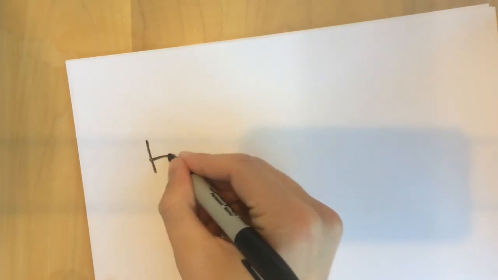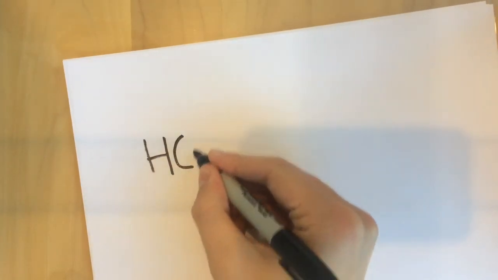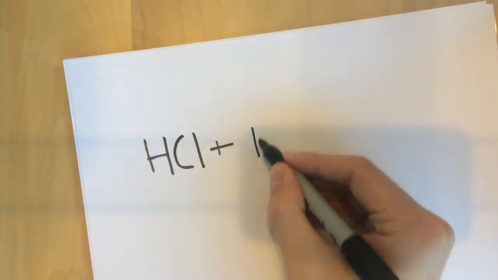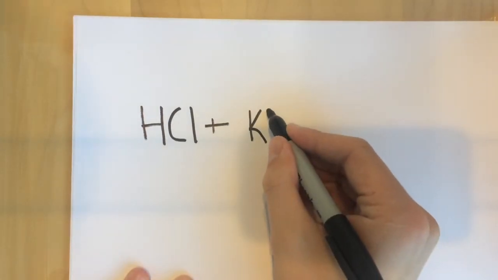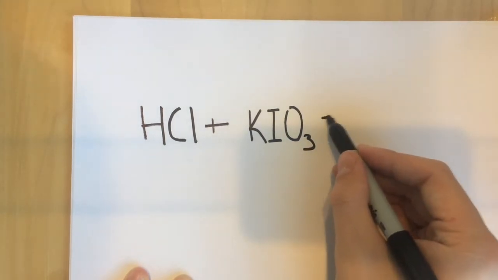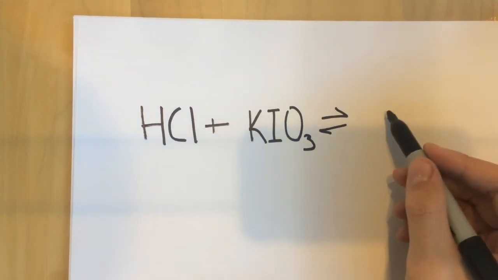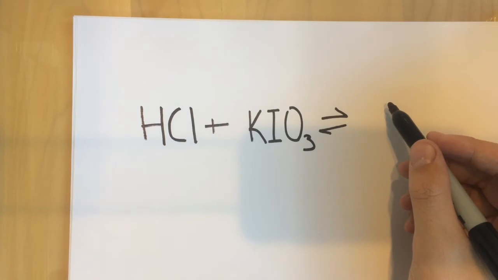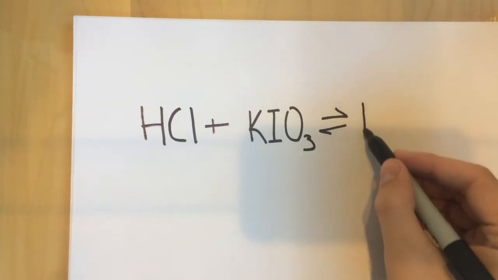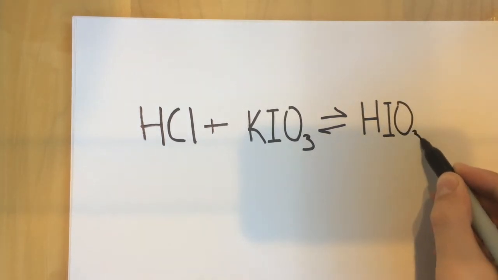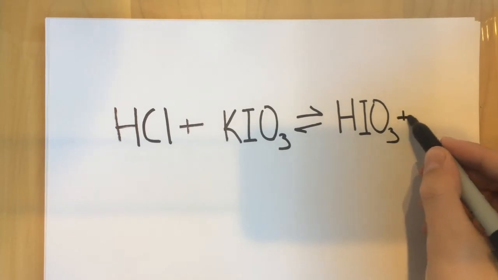So to begin, on our reactant side, we have hydrochloric acid, which is HCl, and added to that, we know we have KIO3, and since this is a reaction at equilibrium, we will put our double arrows, if you will. And on our product side, we have HIO3 plus KCl.